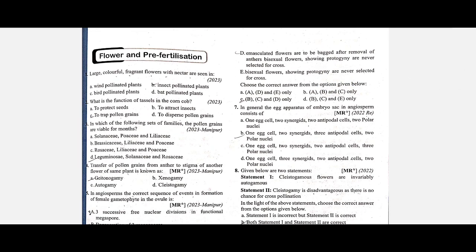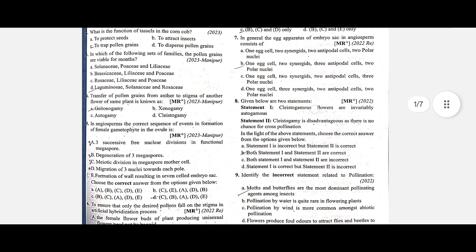In general, the egg apparatus of the embryo sac in angiosperms consists of? The answer is B. Option 1 egg cell, 2 synergid cells and 3 antipodal cells, 2 polar nuclei. Question number 8. Here you can see that it is written MR. MR means most repeated question in previous years. Okay, so point to be noted.